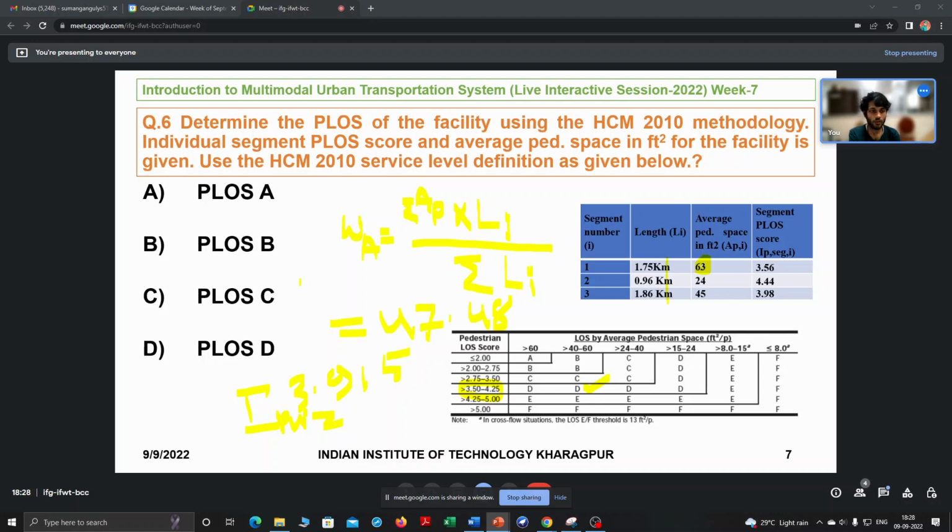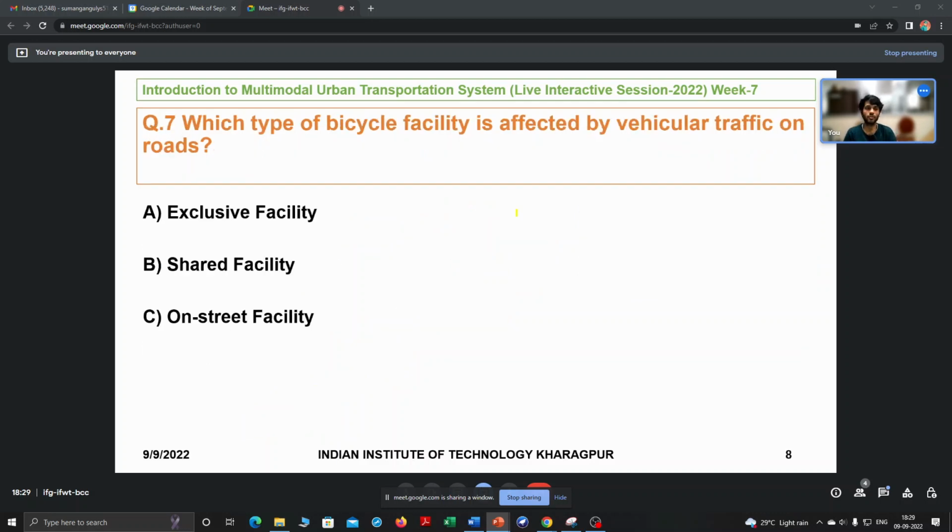I don't need to wait here also, right? Or shall I? But it will be a difficult question if you need to calculate also the individual segment-wise PLOS scores. It is not so difficult to calculate pedestrian space if you have the values, but it is difficult to calculate the PLOS score. It's not difficult, but you need those formulas. If it is given, then it may be easy, but if it is not given, then it will be challenging. So I think I can go to the next question, right?